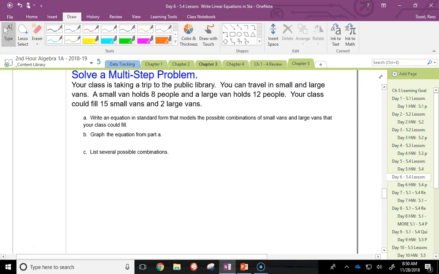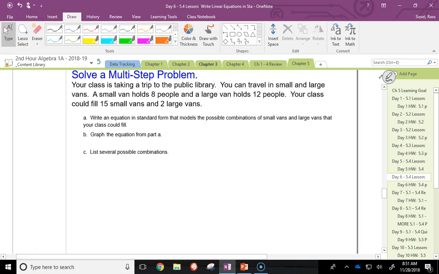So it says, your class is taking a trip to the public library. You can travel in a small and large van. I'm already thinking, gentlemen, hey, I'm having two different options, small and large. So I'm thinking those are going to be my variables. A small van holds 8 people and a large van holds 12 people. Your class can fit 15 small vans and 2 large vans.